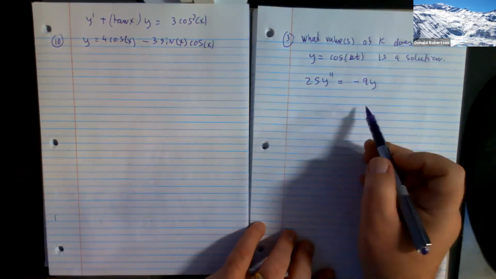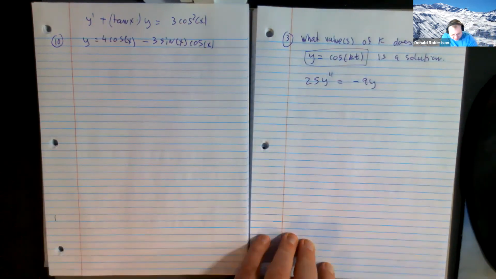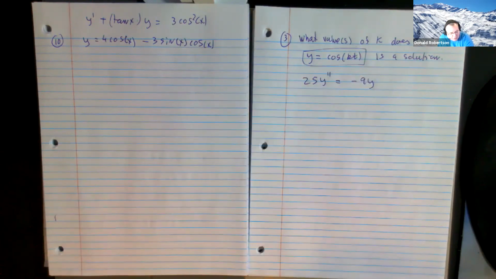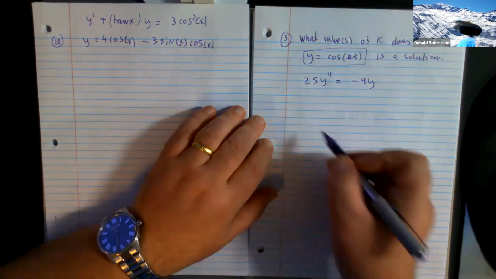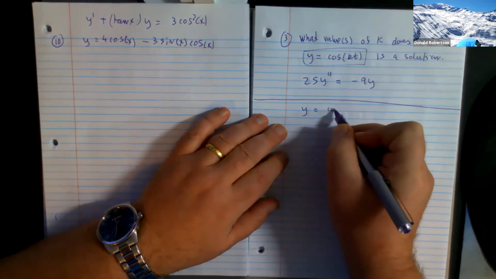So I'm not just going to check that that works. I'm going to also find the only values of k where it does work. So it might work for cosine of 2t, but it might not work for the cosine of 10t, right? There's only specific values of k where it's working. So I'll start off with my basic building block, which is that one.